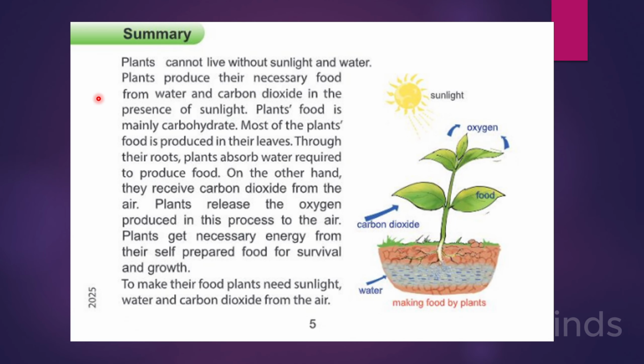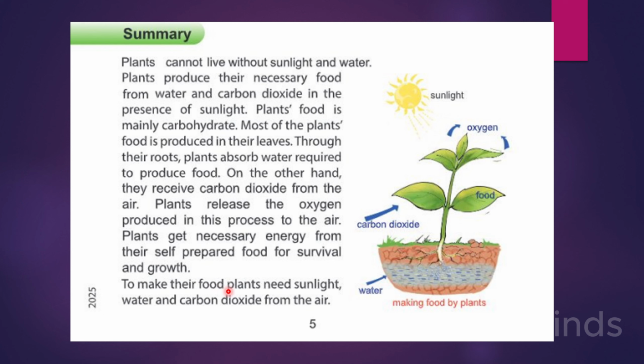Summary. Plants cannot live without sunlight and water. Plants produce their necessary food from water and carbon dioxide in the presence of sunlight. Plants' food is mainly carbohydrate. Most of the plants' food is produced in their leaves. Through their roots, plants absorb water required to produce food. On the other hand, they receive carbon dioxide from the air. Plants release the oxygen produced in this process to the air. Plants get necessary energy from their self-prepared food for survival and growth.